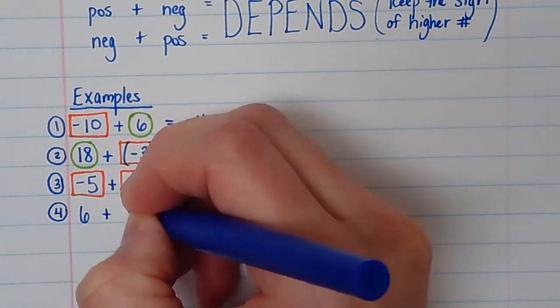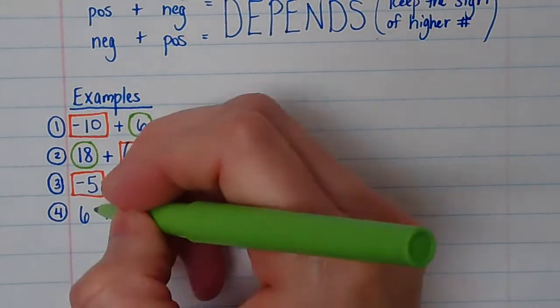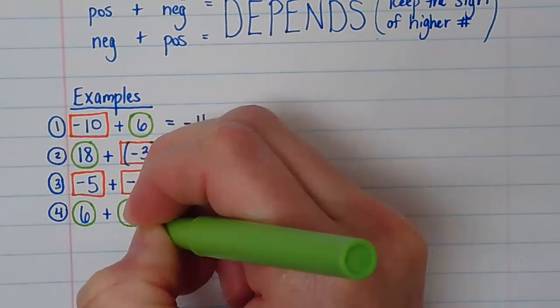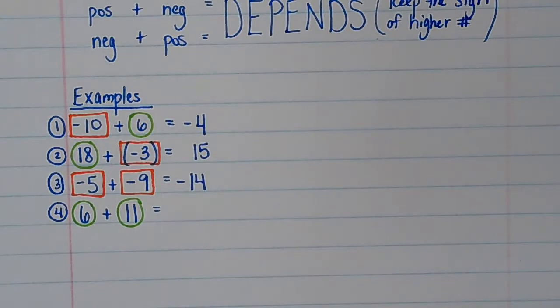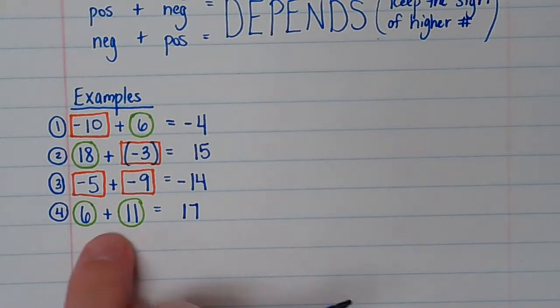6 plus 11. If you've gotten too sucked into the integer world, you might get too wrapped up in this problem to really see that it's a problem you've been doing since first grade. But just to show you that it's still the same rules, this one is positive. This one's positive. Since they are the same sign, I just need to add them together. So 6 plus 11 is 17. Since both of these are positive, my answer also has to be positive.